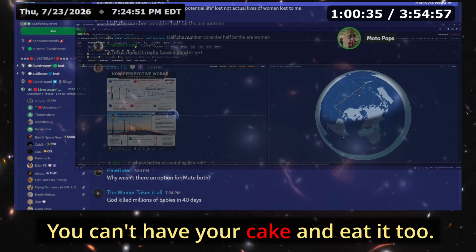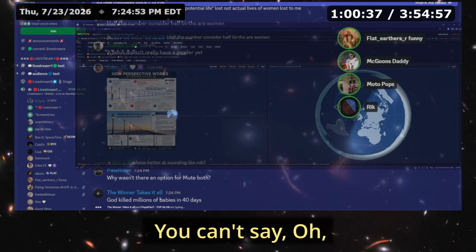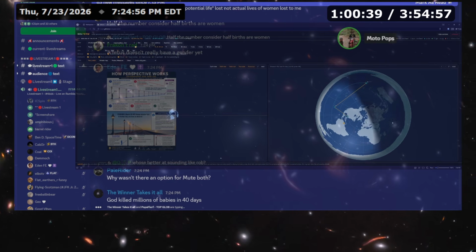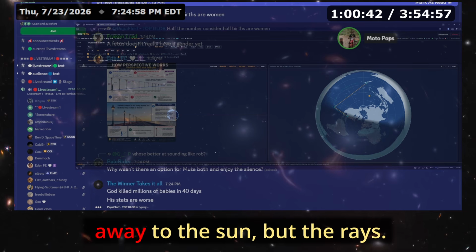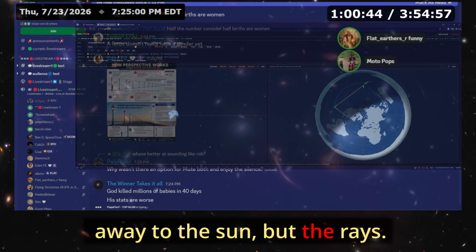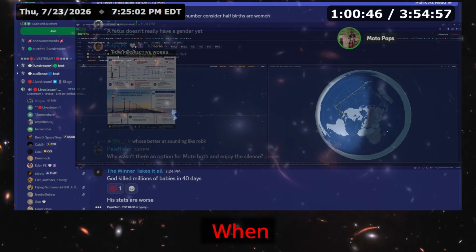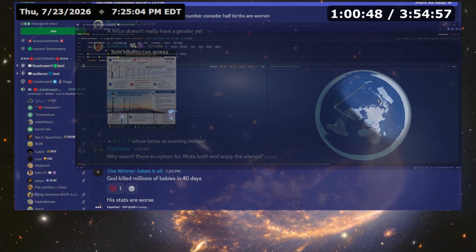You can't have your cake and eat it too. You can't say we could see thousands of light years, we could see 93 million miles away to the sun, but the rays change due to perspective when we're on Earth. You're the one that wants to have your cake and eat it too.